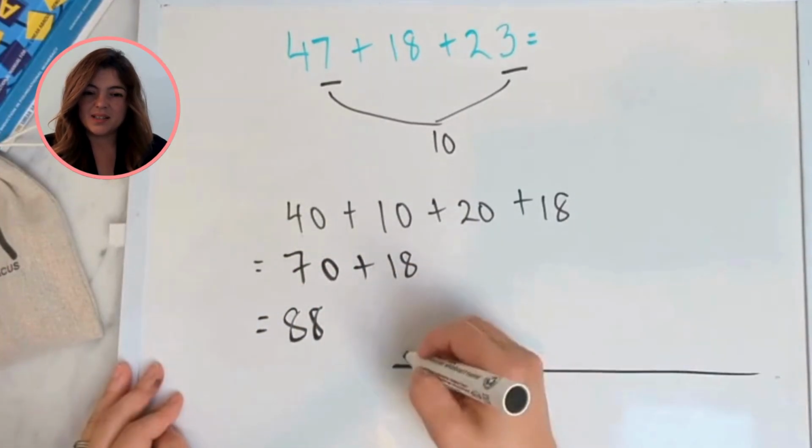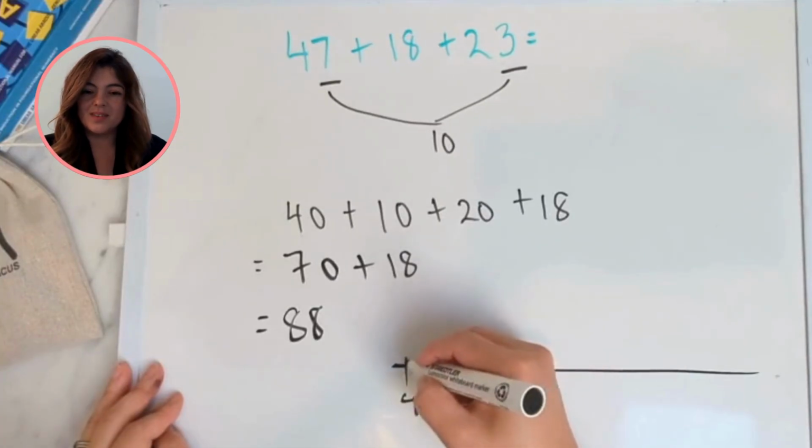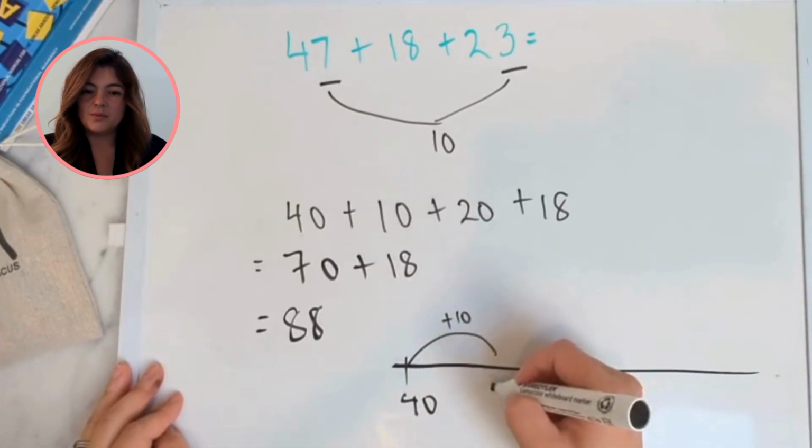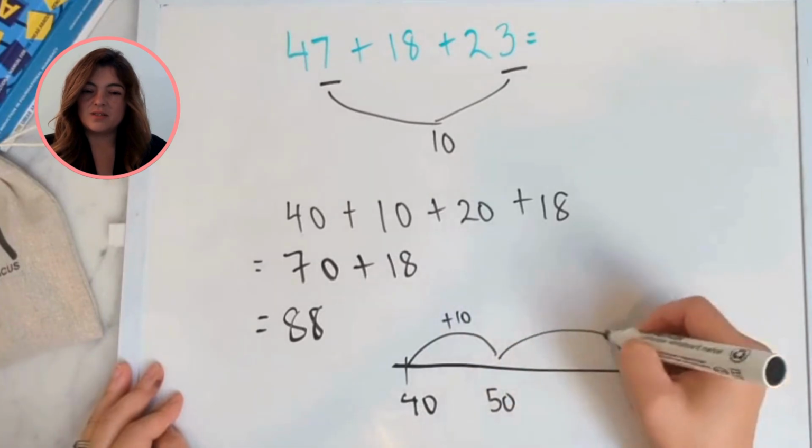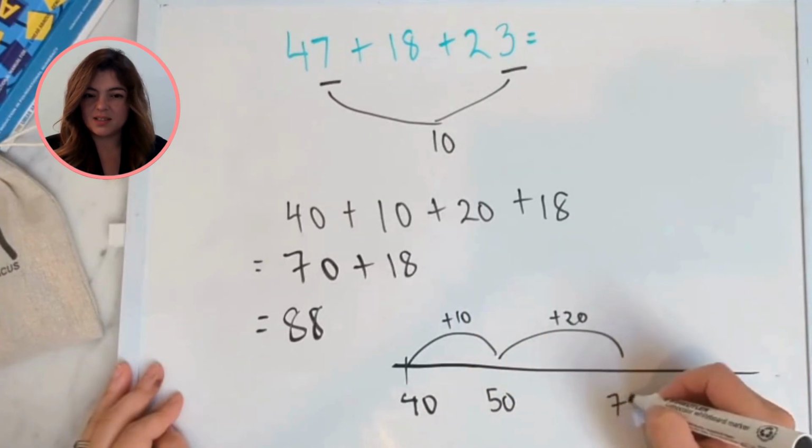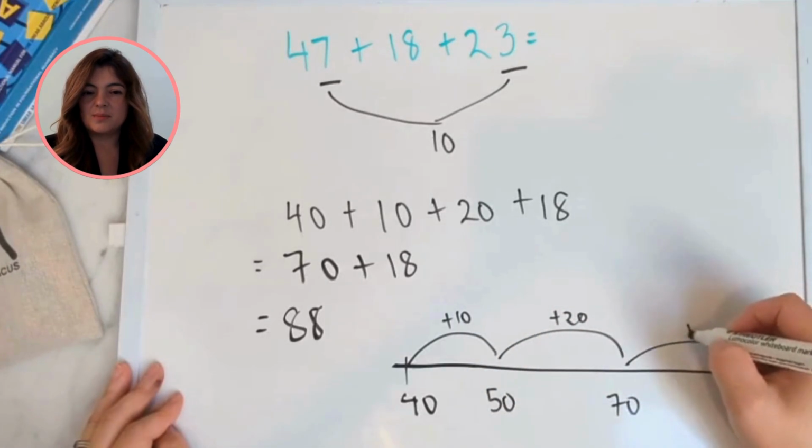Now for the number line, this time I start at 40 and I add my first 10, which gets me to 50. I add 20, which gets me to 70. Then I add 18, which gets me to 88.